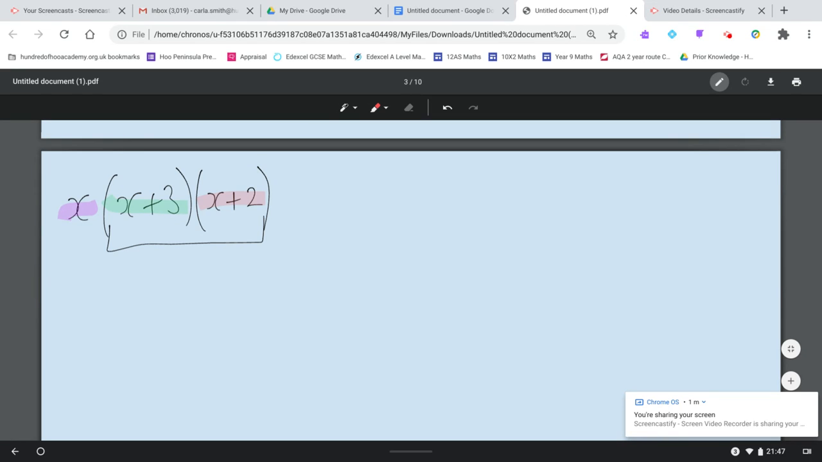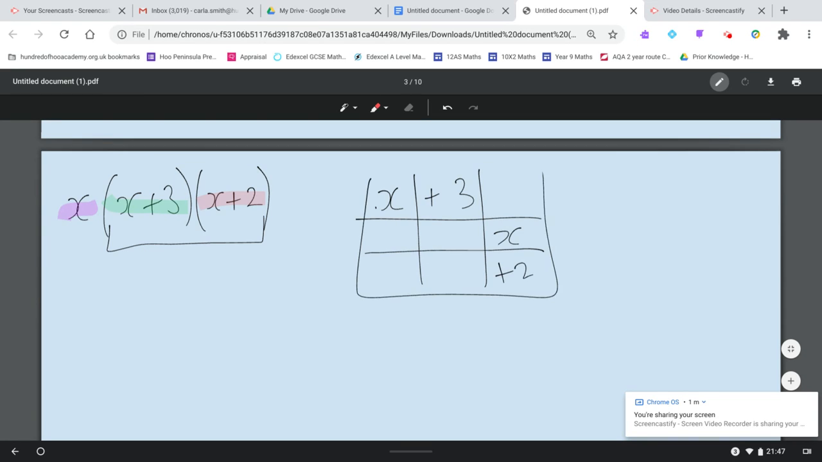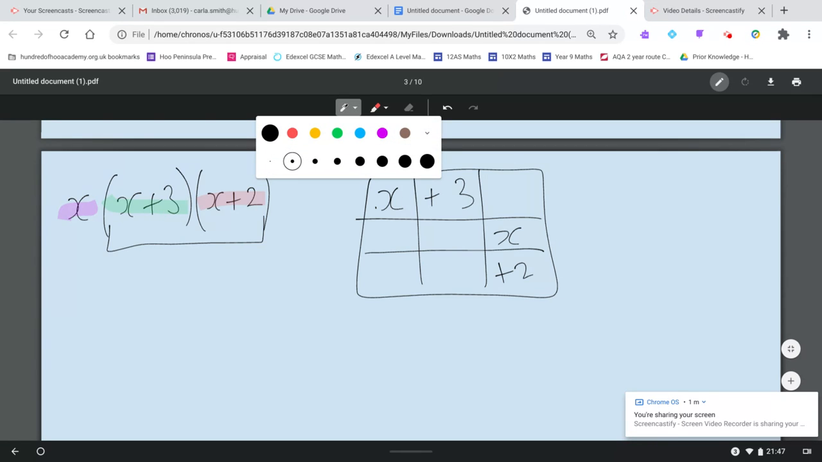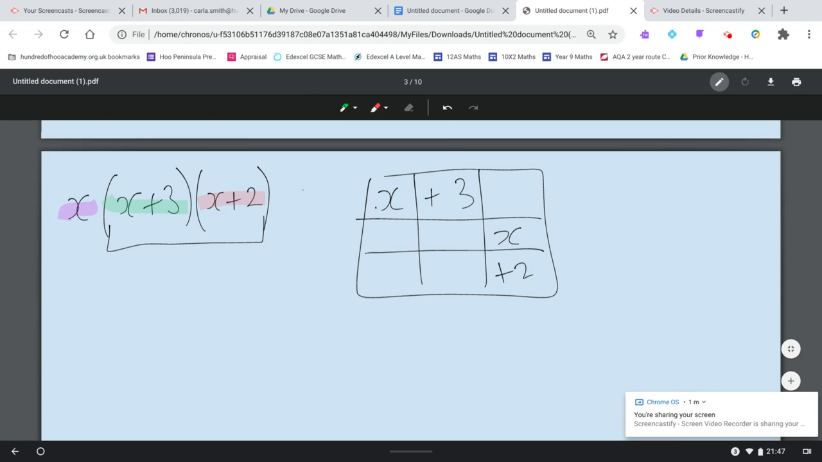So when I do these, I pick the two brackets first and I still draw my table. So x and a plus 3 on the top, and then an x and a positive 2 on the side. And I expand them like I just did. So let's use green. x times x gives me an x squared. Positive 3 times x gives me positive 3x. x times positive 2 gives me a positive 2x. And then positive 3 times positive 2 gives me a positive 6. So these are my four terms from these two brackets. So those two are done.